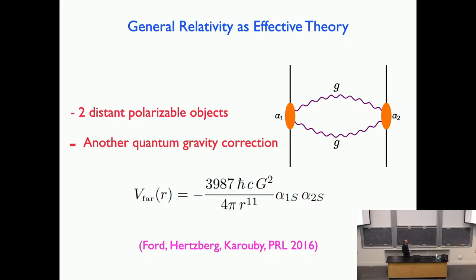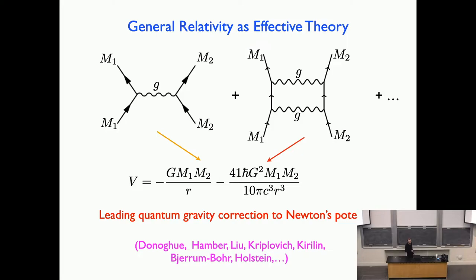So this is the sense in which one says general relativity, along with the standard model, is an effective theory up to these fantastically high energies. These corrections are fantastically small, and we cannot measure them on macroscopic scales, but it's there in principle.